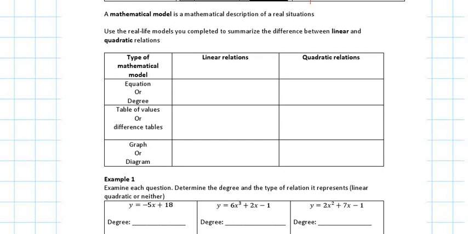So as a linear relation, my equation is going to look like what? Y equals mx plus b. And what is the degree for this? How about in a table of values? What are you going to see in the table of values? Which difference? The first difference.